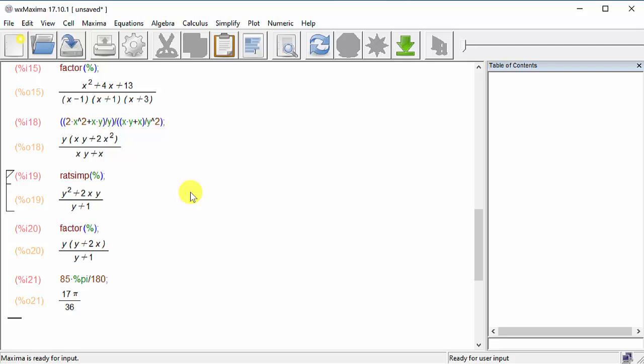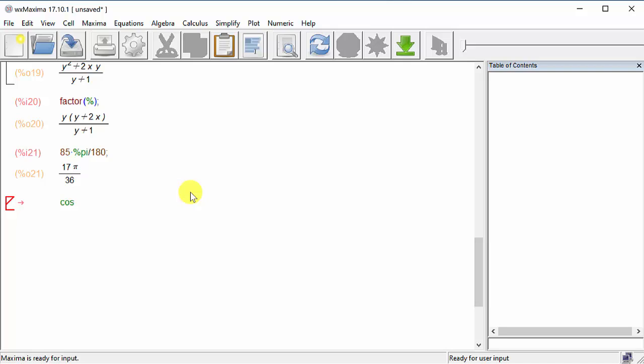All right, but our goal here was to do the cosine of that. So what do we do? We do cosine, parentheses, percent, because we want to do the cosine of the previous output, and shift enter. Uh-oh, what happened there? Well, it just gave us cosine of that. Well, what would we do? Float, and then the previous. And shift enter, and there it is. Okay. Now, I mean, we went through a lot there.